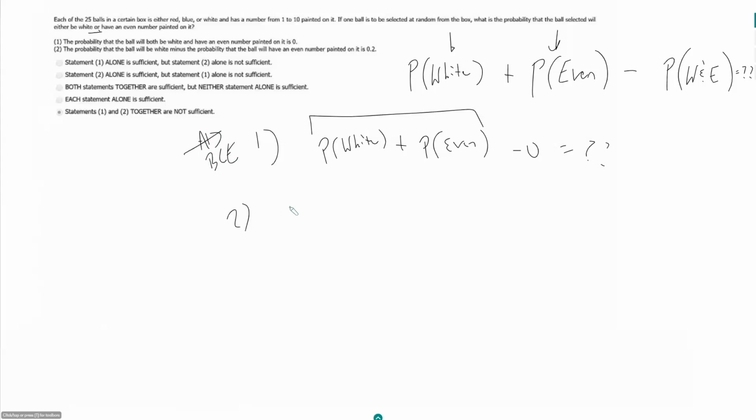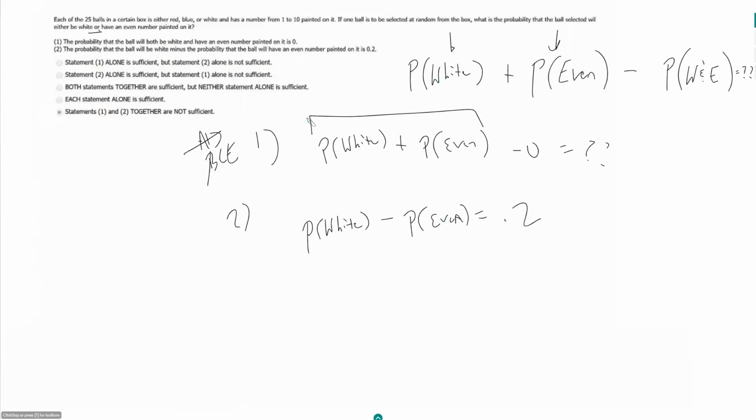Statement 2, the probability that the ball will be white minus the probability that the ball will have an even number painted on it is 0.2. So the probability of a white ball minus the probability of an even ball is equal to 0.2. That doesn't help us find the probability of a white ball plus the probability of an even ball. We need another equation to pair this with. So this is not going to be sufficient.